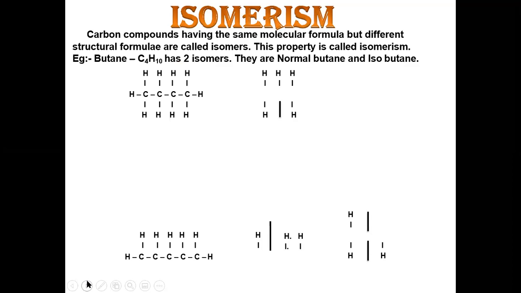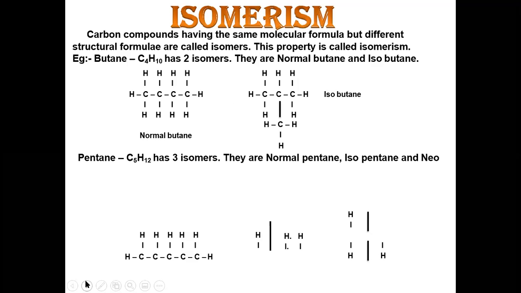This is the structure of normal butane and isobutane. This is normal butane. Only a single straight structure is there. And this is the example of the structure of isobutane. Now we will discuss another example like pentane. The formula of pentane is C5H12. C5H12 has three isomers. They are normal pentane, isopentane, and neopentane.